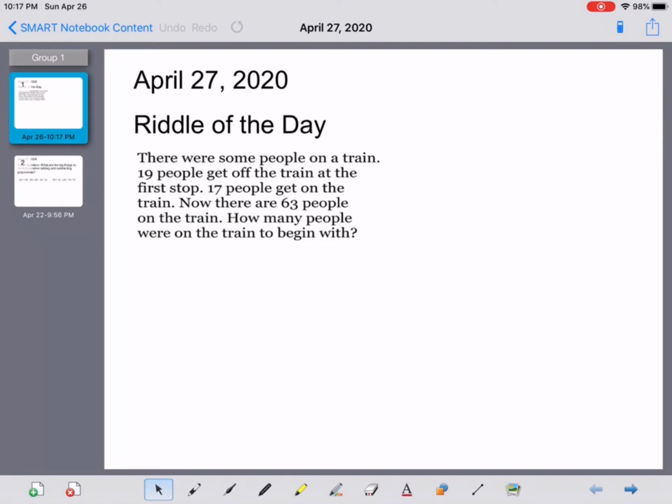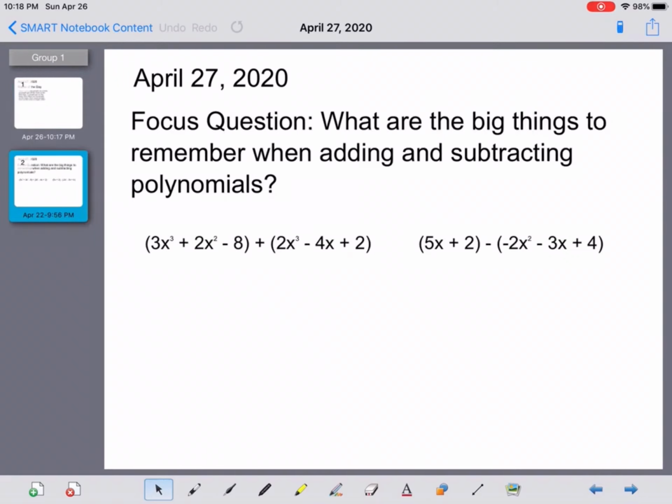Some of you have already turned in the riddle of the day. The riddle of the day: there were some people on a train. 19 people get off the train at the first stop, 17 people get on the train. Now there are 63 people on the train. How many people were on the train to begin with? Please send your answers to me privately on Google Chat. If you do that, you will earn 10% extra credit today on your assignment.